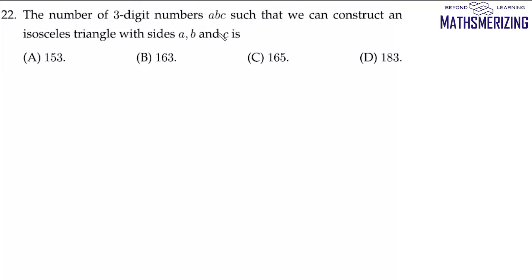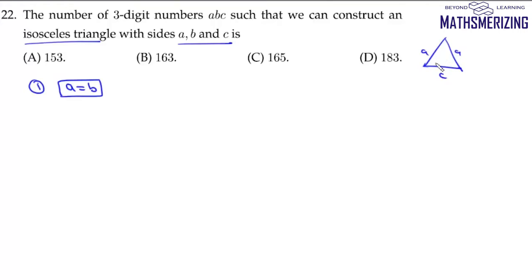Now question number 22 is the number of 3-digit numbers ABC such that we can construct an isosceles triangle with sides A, B and C. Now if it is isosceles, then two sides will be equal. So we'll consider the case when A equals B. So we have this triangle. Here we have A and C.